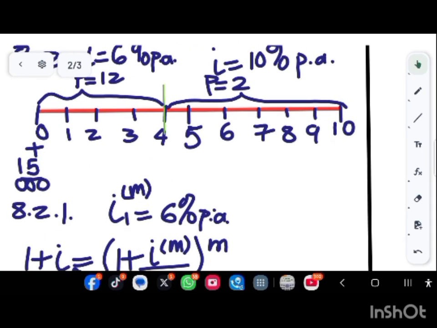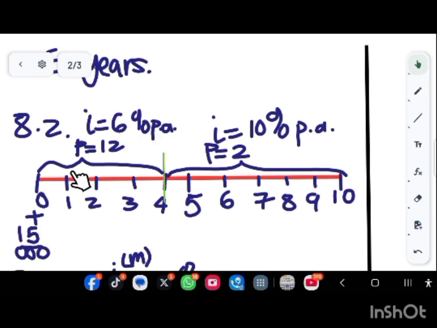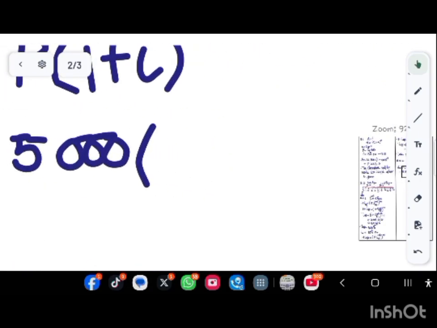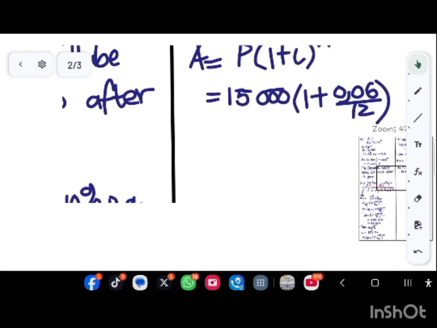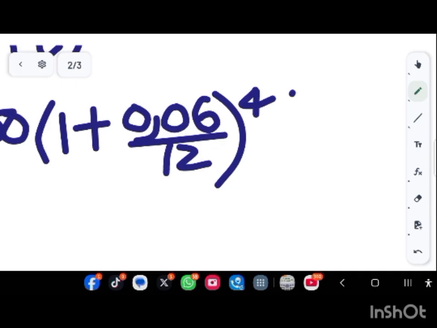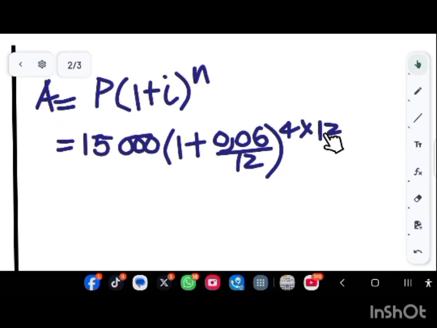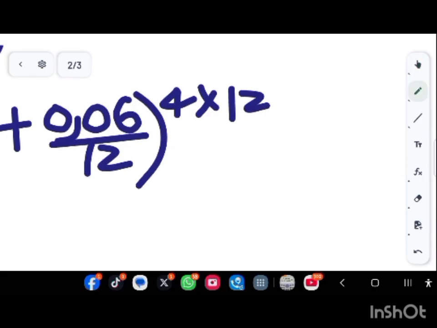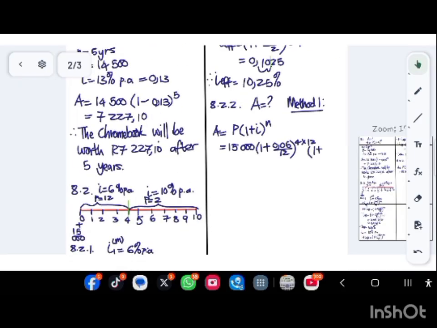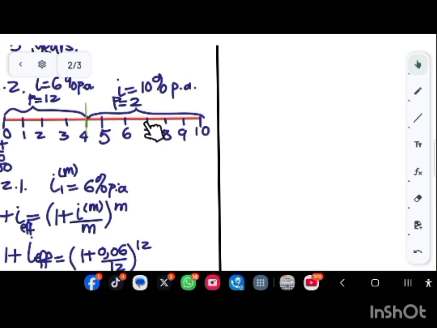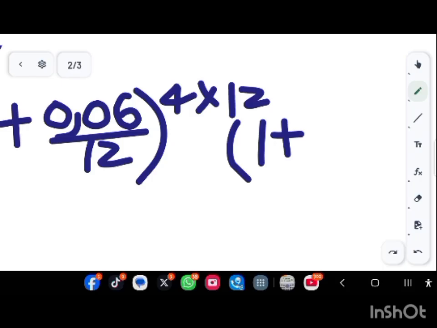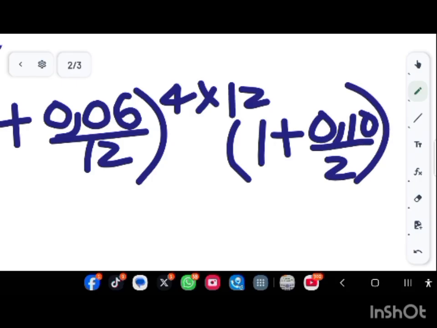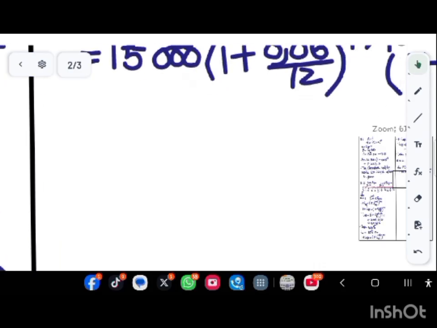In the first 4 years, the interest rate is 6% per annum compounded monthly. So that will be 1 plus that interest rate of 6%, 0.06 over 12, raised to the power of 4 years multiplied by the number of times we compound in that year, and that is 12. And then the next one will be 10%, and this 10% will be effective for 6 years. So that will be 0.10 over 2 to the power of 6 times 2. That is the number of times it is compounded in that 10%.